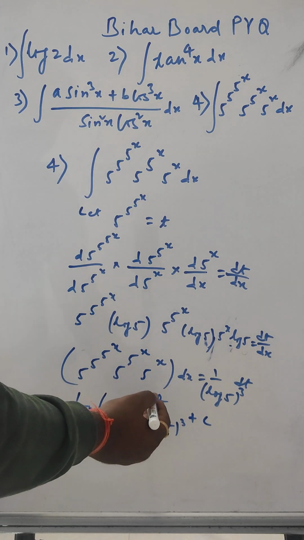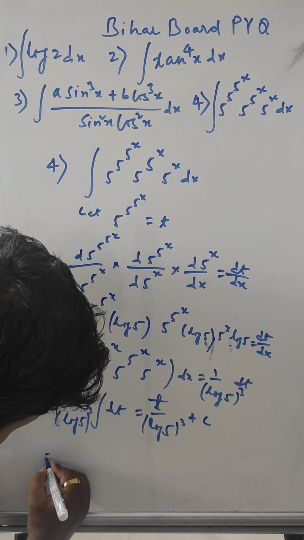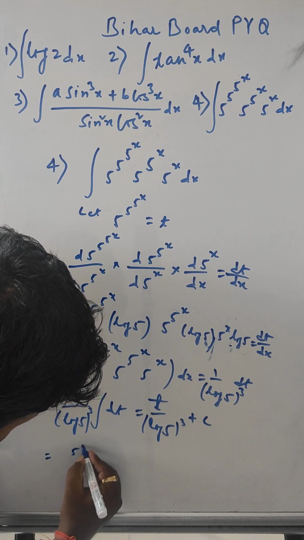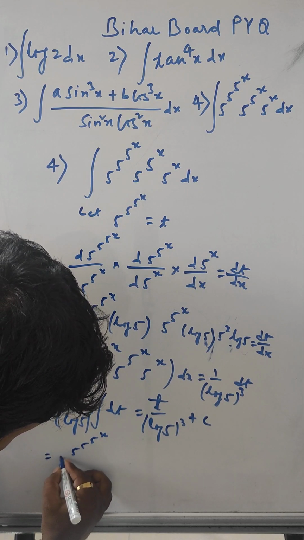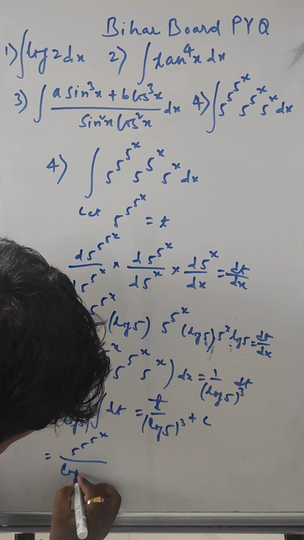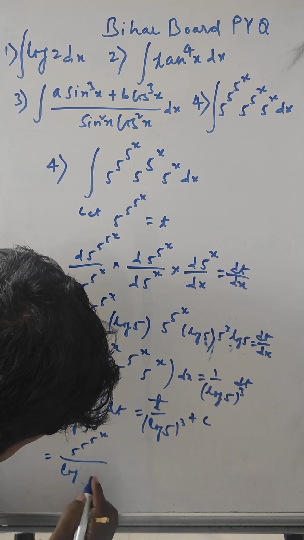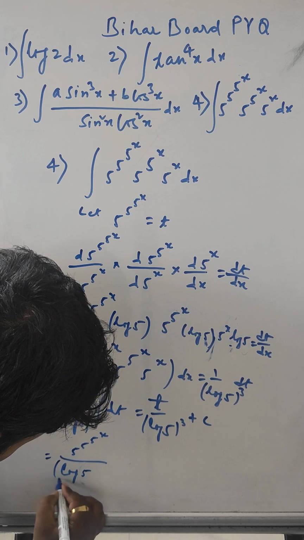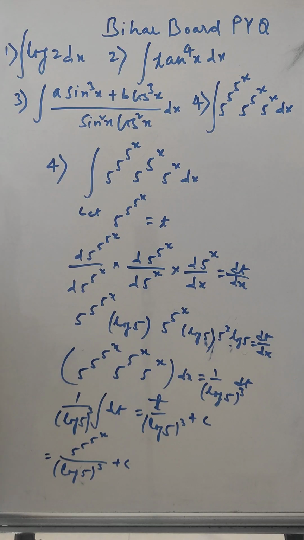So what is t over here? t is this. So we can write over here the answer: 5 to the power 5 to the power 5^x divided by log 5 cubed plus c.